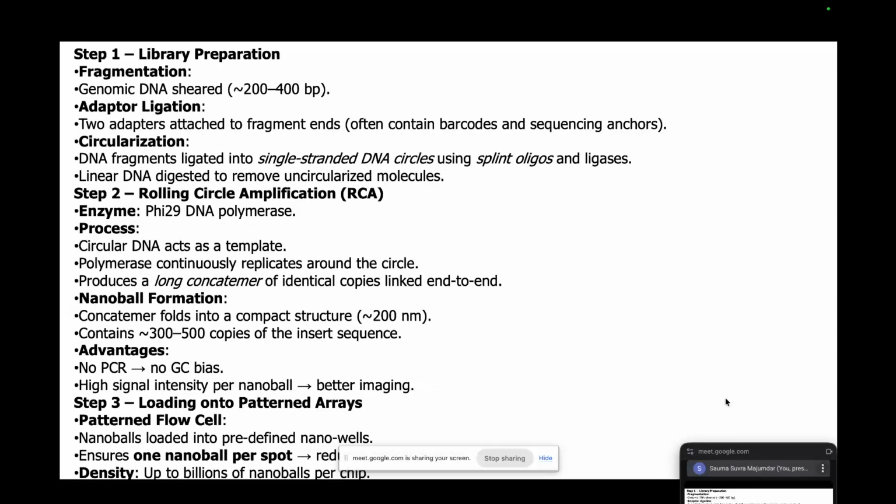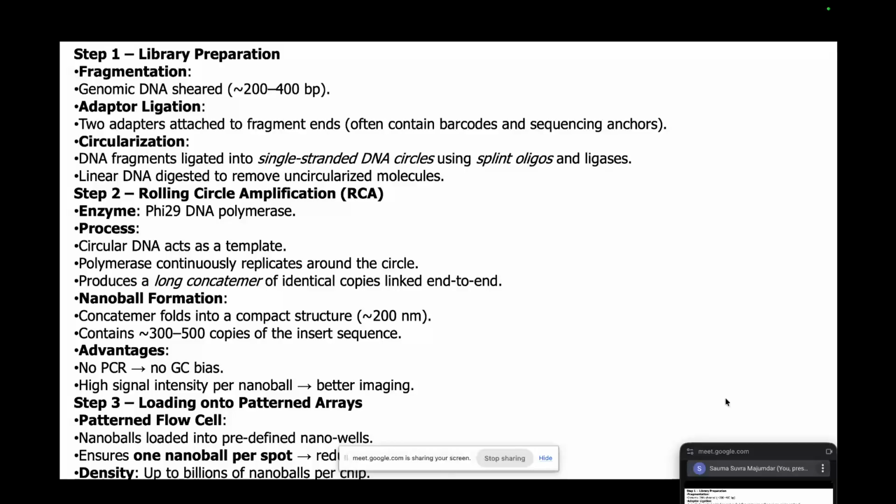Right. So I would go through the steps one by one, a little bit more in detail. The first step would be the library preparation. The library preparation is basically all the set of reads that you are going to generate. The length of the sequence would be around 200 to 400 base pairs. It is on the shorter range. This is around the range that Illumina can sequence at also.